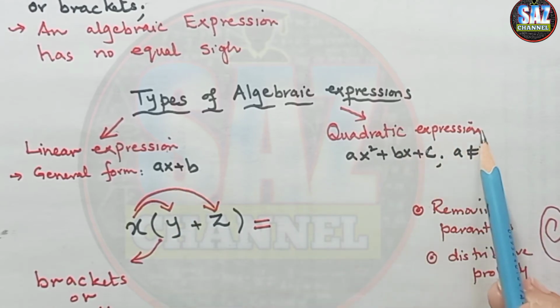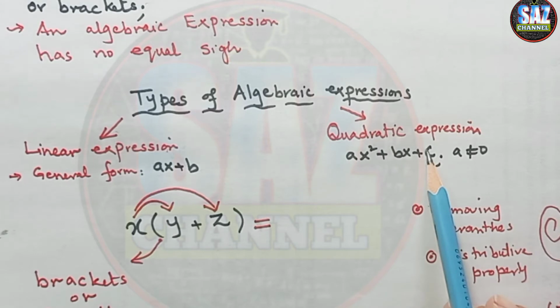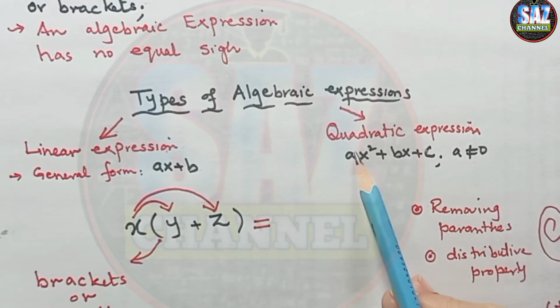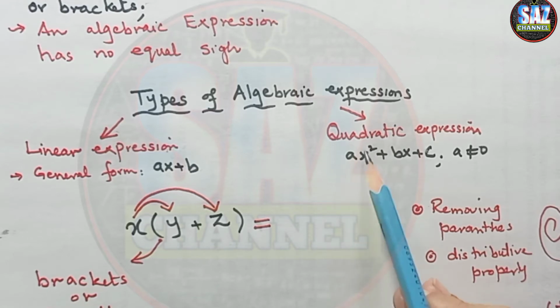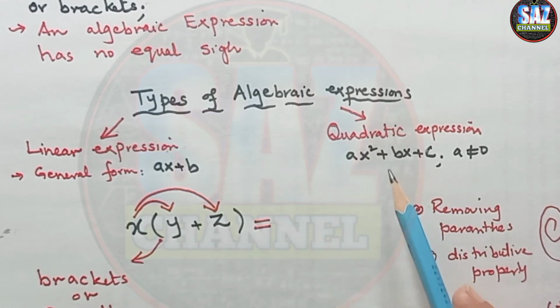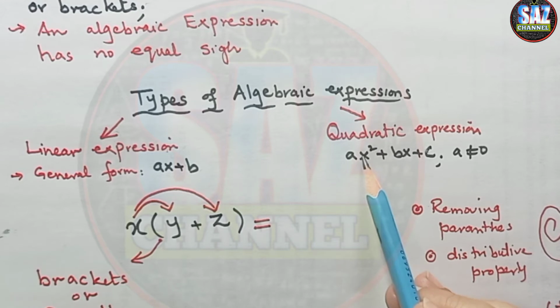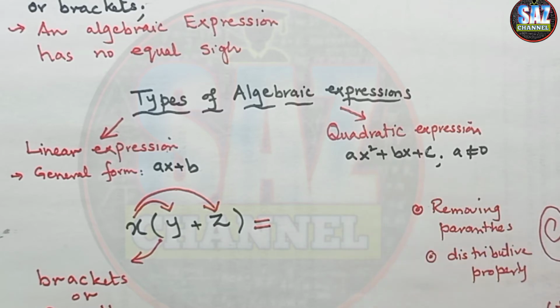Coming to the quadratic expression, the general form of the quadratic expression is ax square plus bx plus c. Where it's really important that a, the coefficient before x square, should not be equal to 0. What is the reason why this should not be equal to 0? Look, if I'm making this coefficient of x square 0, when this x square will be multiplied by that 0, we know the rule that when anything is multiplied by 0, that whole term or the number vanishes or becomes 0, and we will be left with bx plus c.